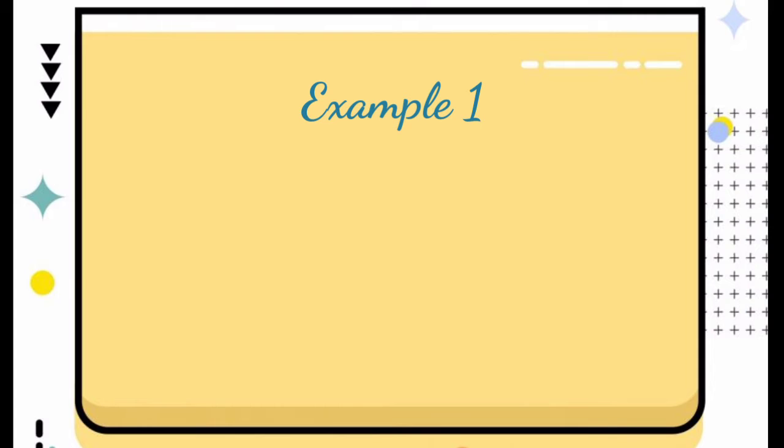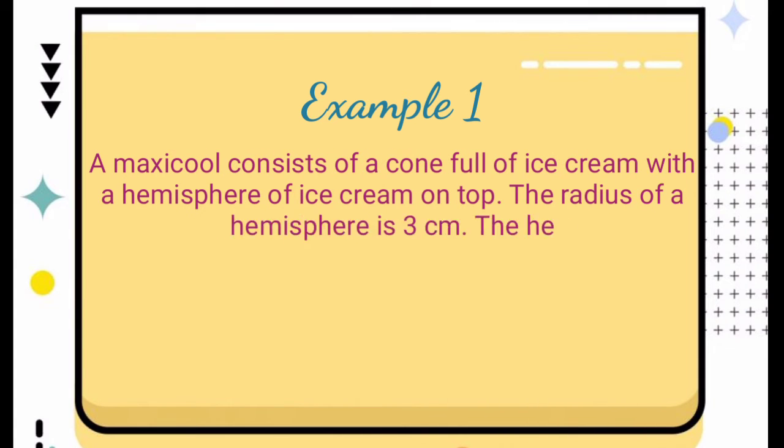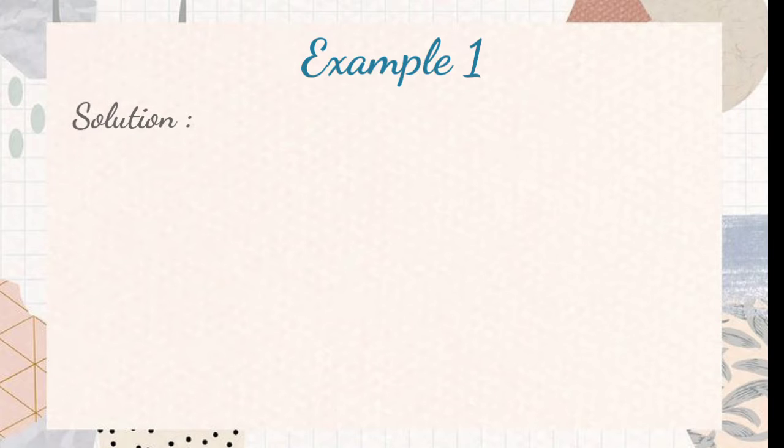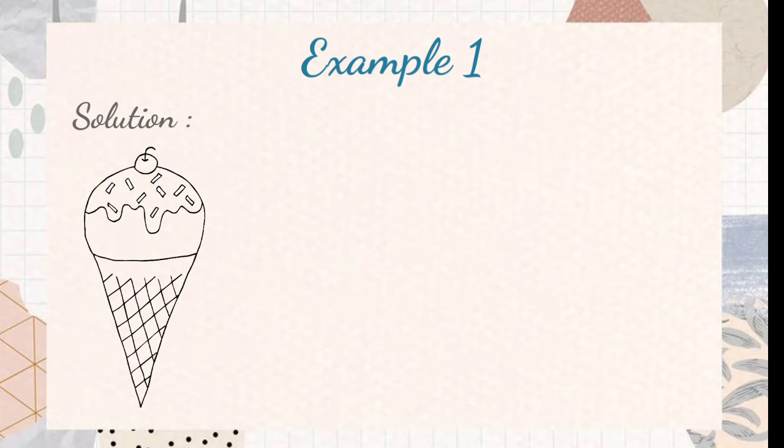Example 1. The question: an ice cream cone consists of a cone full of ice cream with a hemisphere of ice cream on top. The radius of the hemisphere is 3 centimeters. The height of the cone is 10 centimeters. Calculate the total volume of the ice cream. Solution. From the question, we get the picture like this. Given that the radius is 3 centimeters and the height is 10 centimeters.